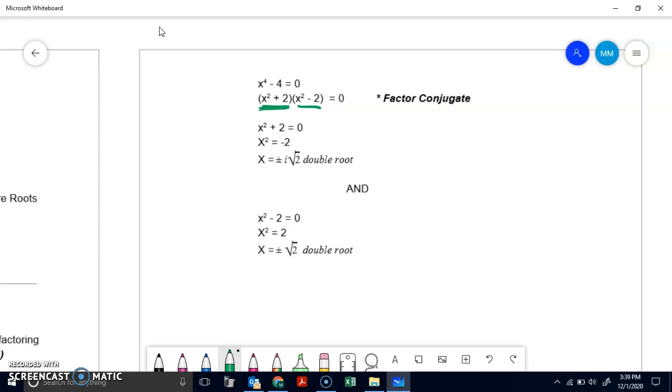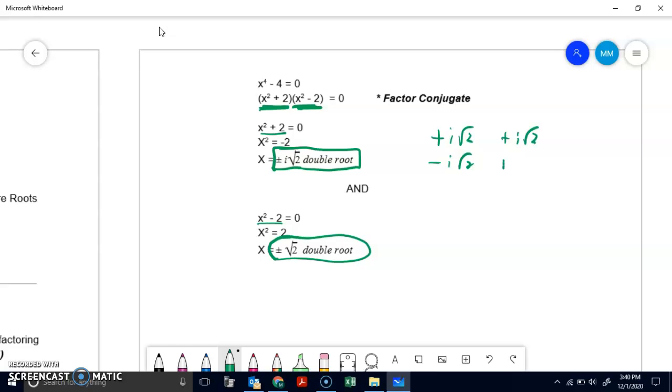X squared plus 2. That's a simple solve by square roots. Plus or minus i square root of 2. But I have to include double root because I have each of those answers twice. And then do the same thing with x squared minus 2. Add 2, take the square root, plus or minus square root of 2, but add double root because we have that answer twice. So what I have is positive i square root of 2, negative i square root of 2, but I have that twice. That's what double root means.